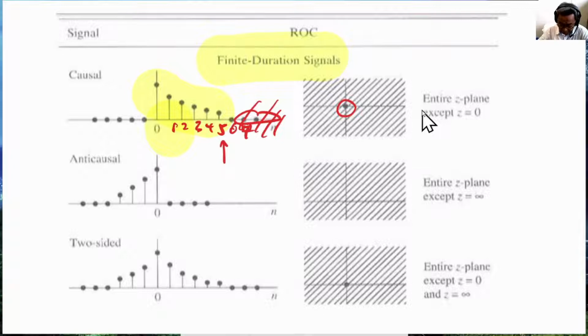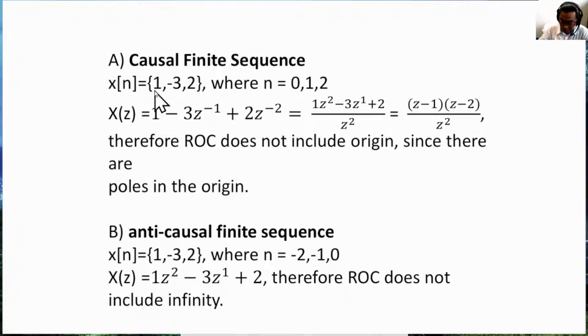Let's see an example. For example, the sequence is 1, minus 3 and 2, with n equals 0 at the 1. We then plug x[n] into the Z transform. So the Z transform is simply this equation. We have only n equals 0, 1, and 2, and therefore we get the coefficients of the polynomial to be the coefficients of x[n], and the powers of z are the negative indexes of x[n]. So we have 1 minus 3z^-1 plus 2z^-2.